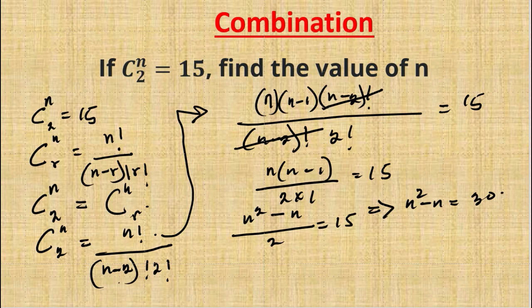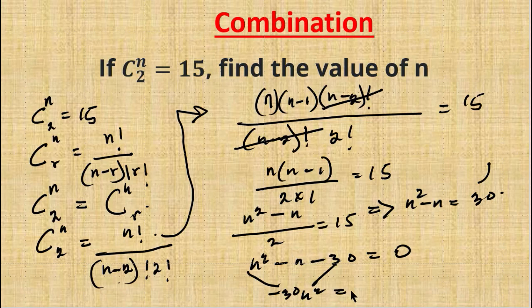Now, I can write this as a complete quadratic equation to help me solve it. That becomes n squared minus n minus 30 equals 0. Now, to solve this with the factorization method, I'll pick n squared times 30, that's minus 30 n squared. What are the factors of minus 30 n squared that, when I sum them up together, will give me minus n? Obviously, that's minus 6n times 5n. So I can replace minus n with minus 6n plus 5n.